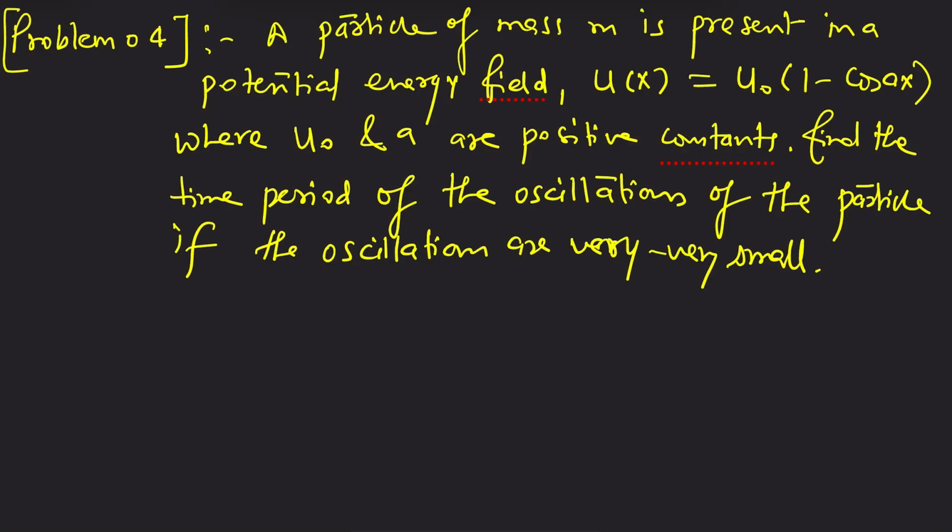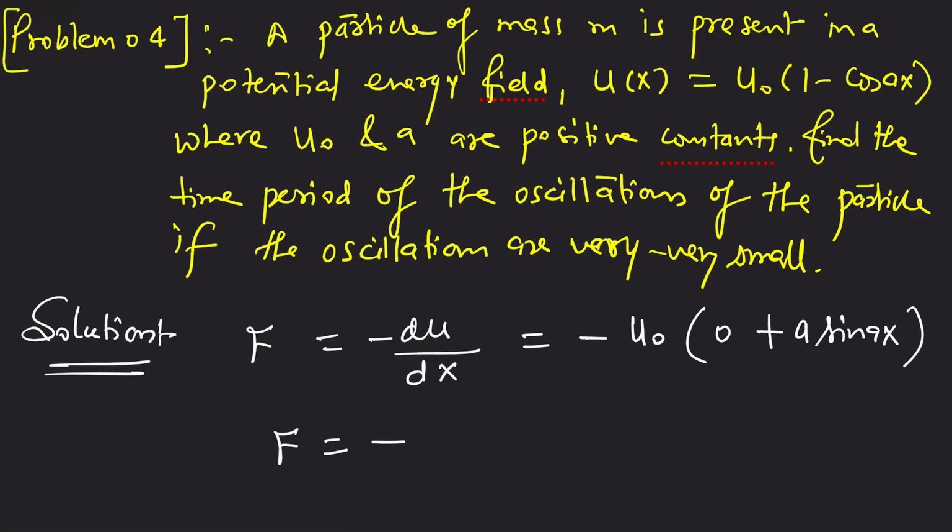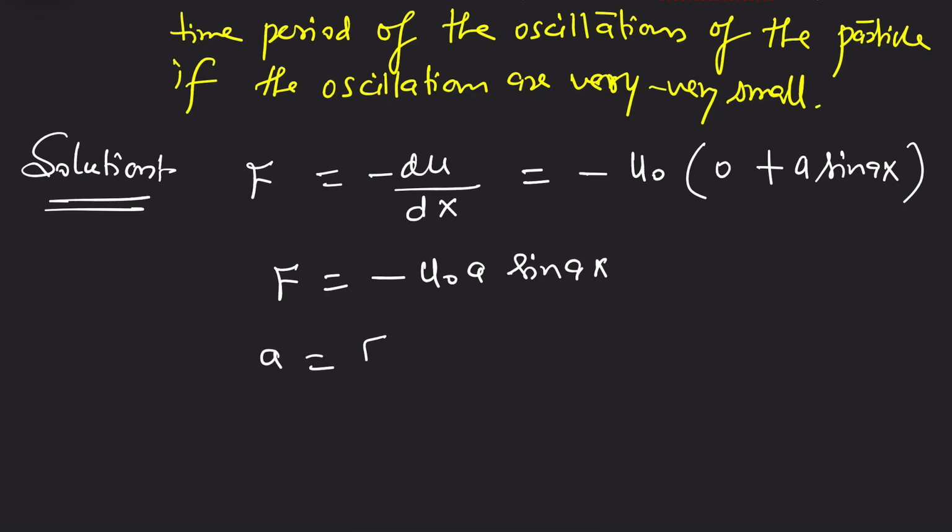So let's see the solution of this question also. This is also an easy question. The field is a one dimensional conservative field, so we can directly find the force. Force will be minus dU by dx, so it will be minus of U naught times a sine ax. So f is equal to minus U naught a sine ax. Acceleration will be f by m, that is minus U naught a divided by m into sine ax.